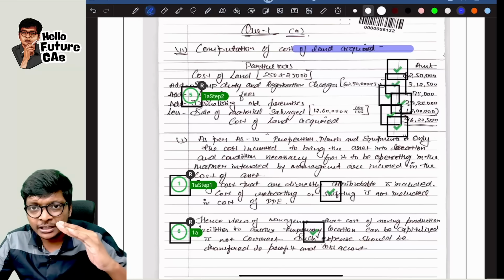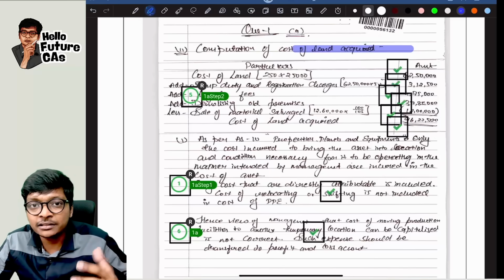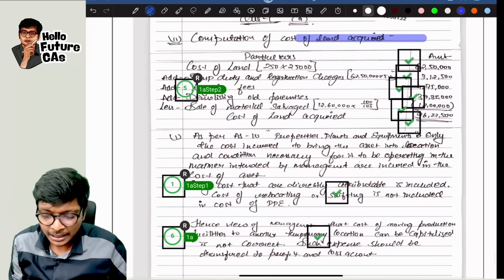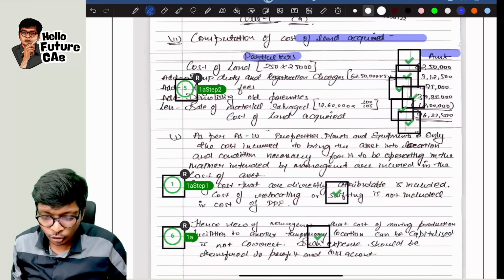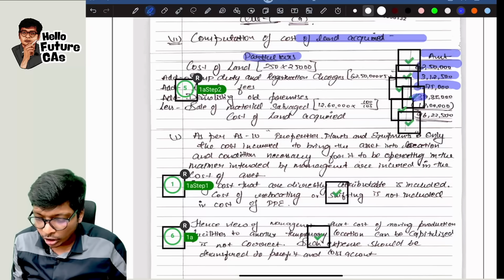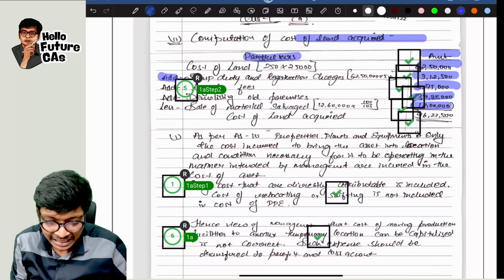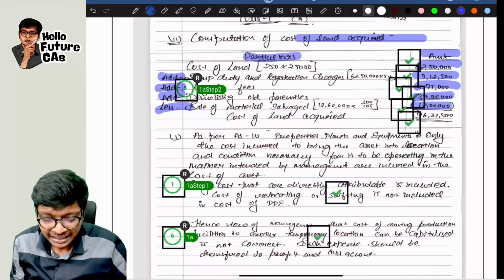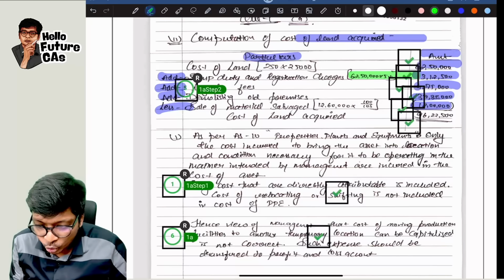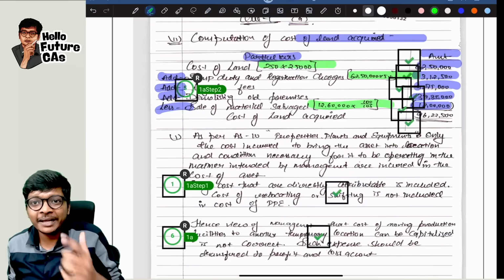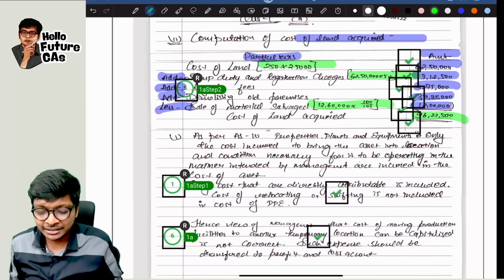Like this, I'm going to run through 4 to 5 answer sheets. Look at this. Computation of land acquired. He wrote particulars, then amount. First he is writing all the amounts, addition and deletion. Add means he is writing add, less means he is writing less. Wherever relevant, he is doing the breakup. Can you see the breakup, guys? And then the total is written.